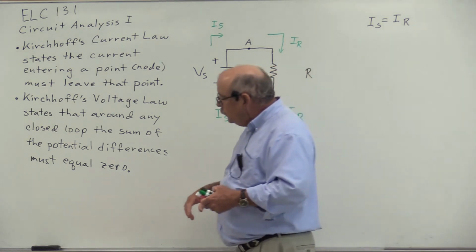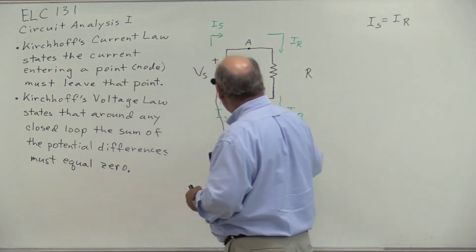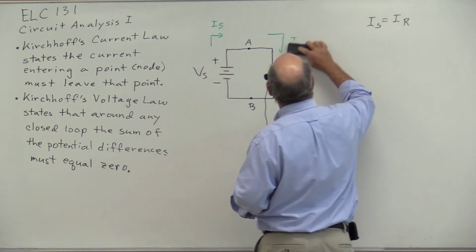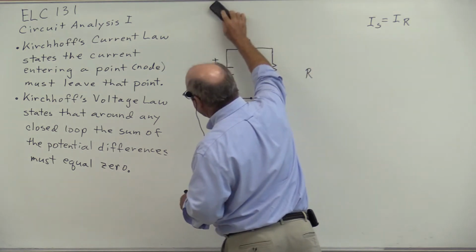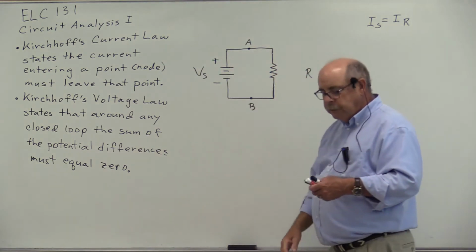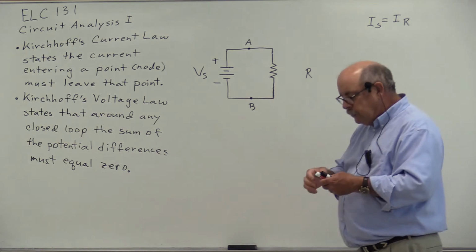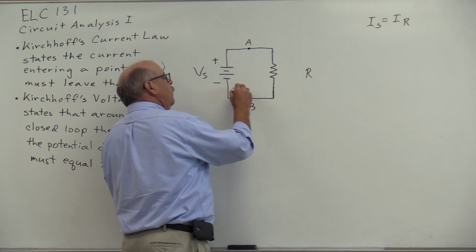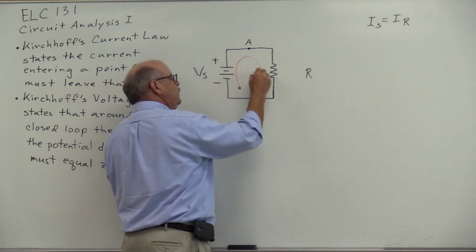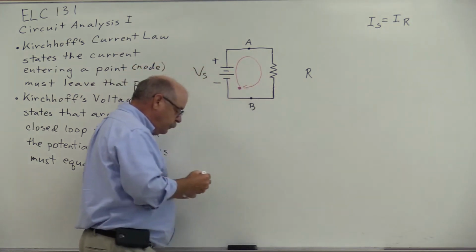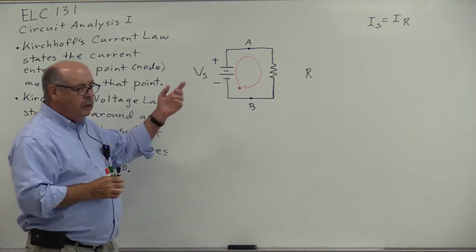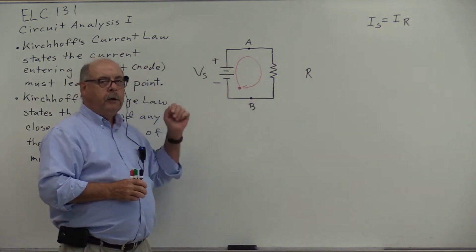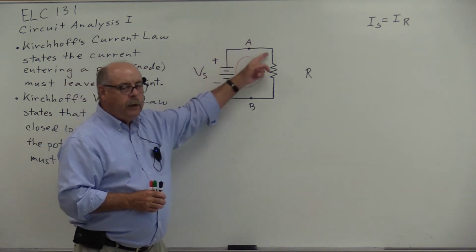Now, Kirchhoff's voltage law states that around any closed loop, the sum of the voltage differences, or the potential differences, must equal zero. So when we look at this circuit, we have a closed loop existing right here. Now, when we draw these closed loops, it doesn't matter where we start, doesn't matter the direction we go, but we have to go all the way around this loop.